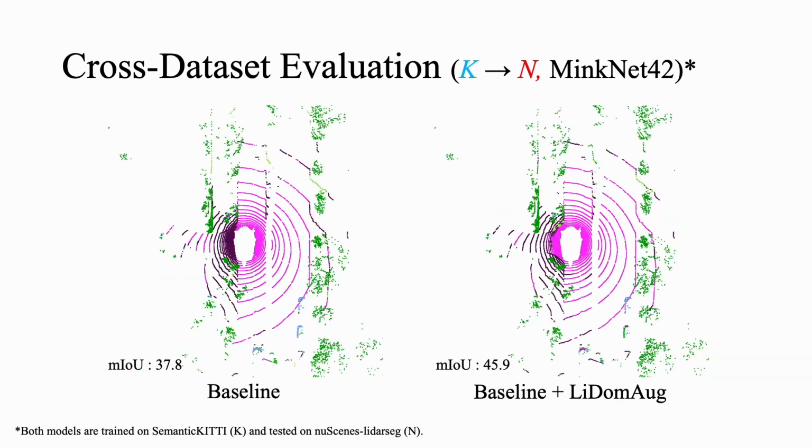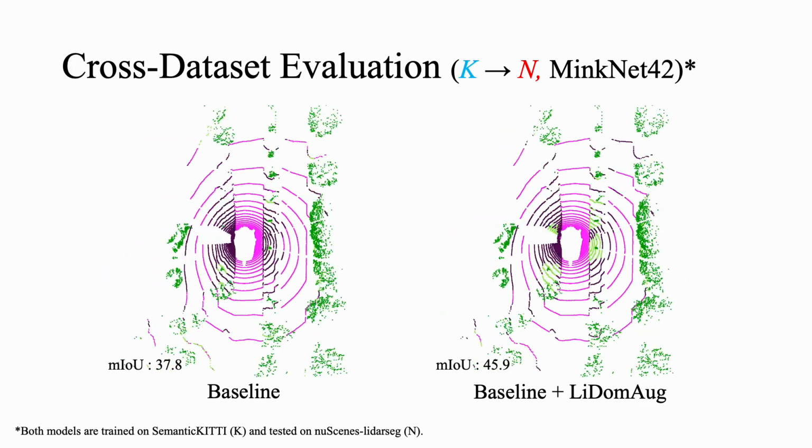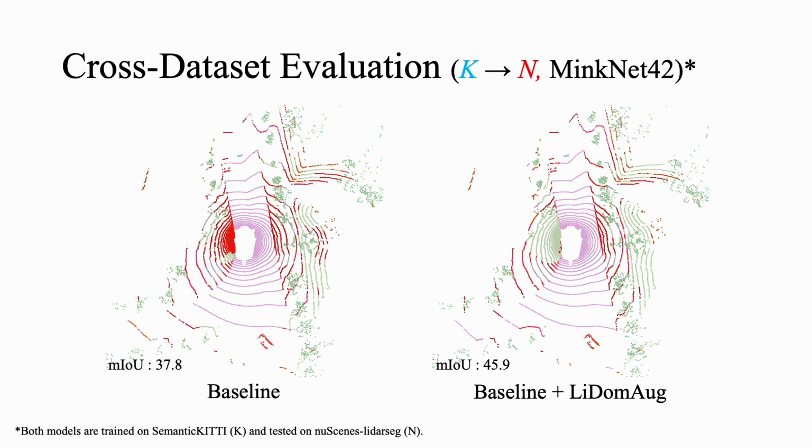These are the qualitative results of the cross-dataset evaluation. The red points are the points where the model predicts the wrong label.